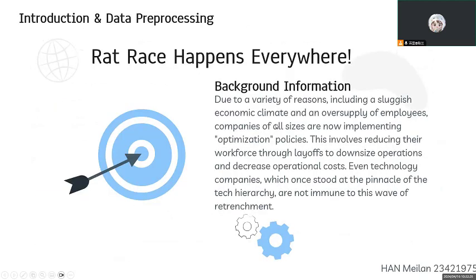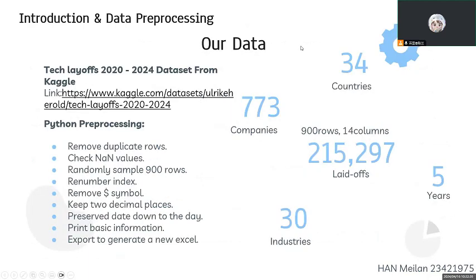We know that the rat race happens everywhere, and even technology companies, which once stood at the pinnacle of the tech hierarchy, are not immune to this wave of retrenchment. This is our data. We have tech layoffs from 2020 to 2024, and before we use it for visualization, we should deal with some Python pre-processing. After that, we have 900 rows with 14 columns, over 700 companies, 30 industries, among 5 years.